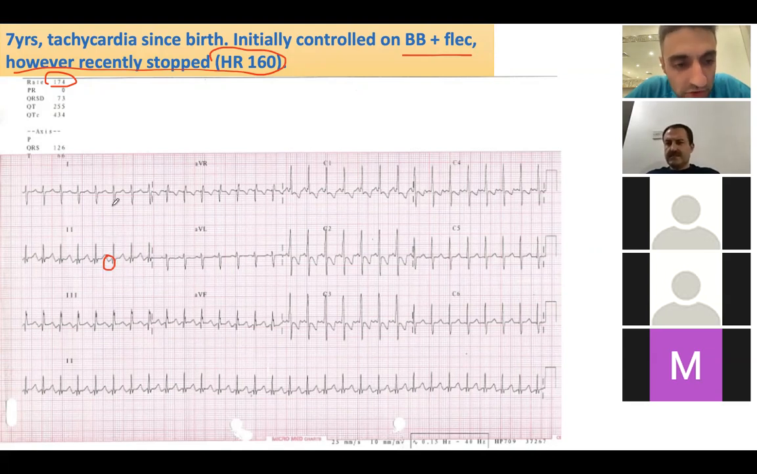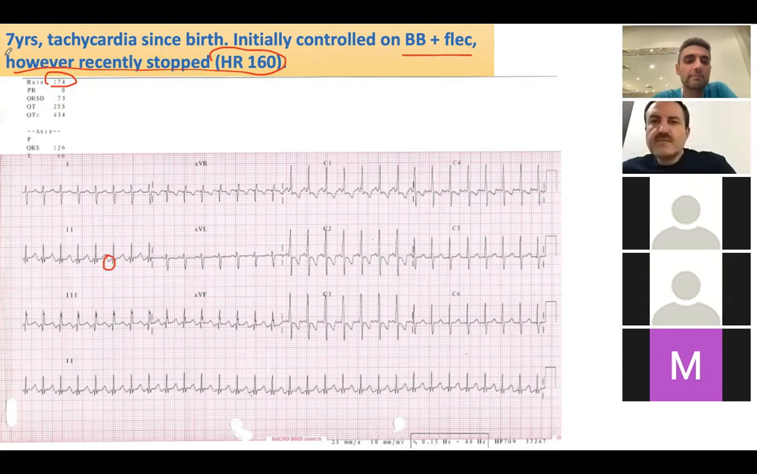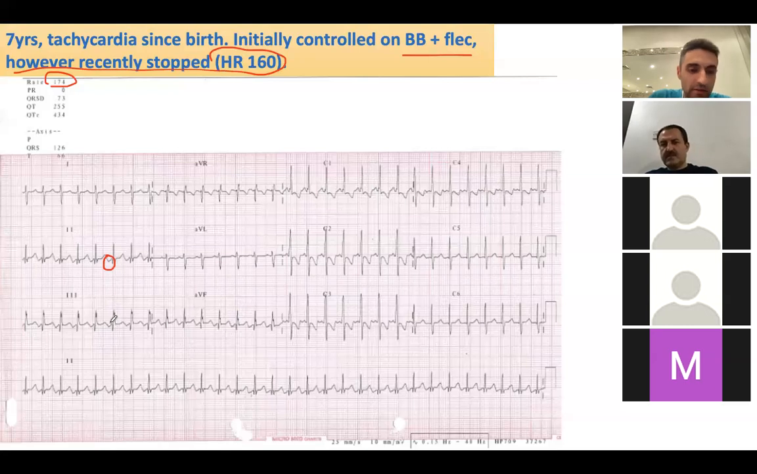Because this doesn't look like it's coming the axis for the P wave. You can see it here in lead 2, it looks negative. aVF also looks negative, so it's coming from downward. It's not coming from this inward. Yes, excellent. So it's not sinus tachycardia.